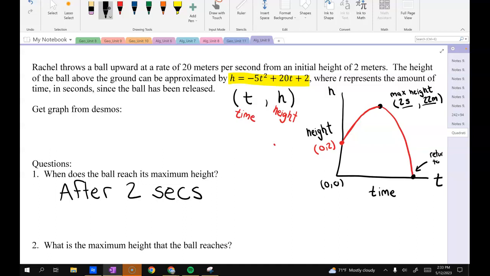Units are important on these. You always want to have units with your answers. If you just say 2, I wouldn't give you credit for it because 2 doesn't have any context behind it. It's a word problem, you need units.